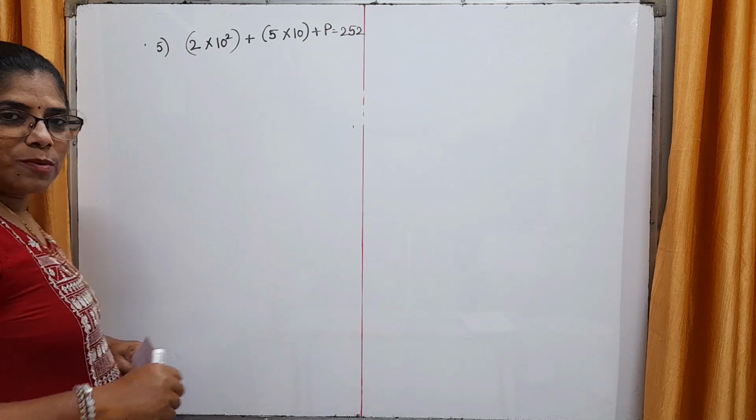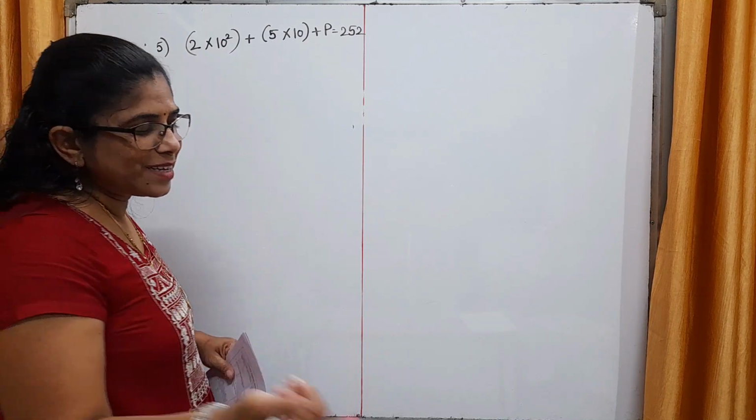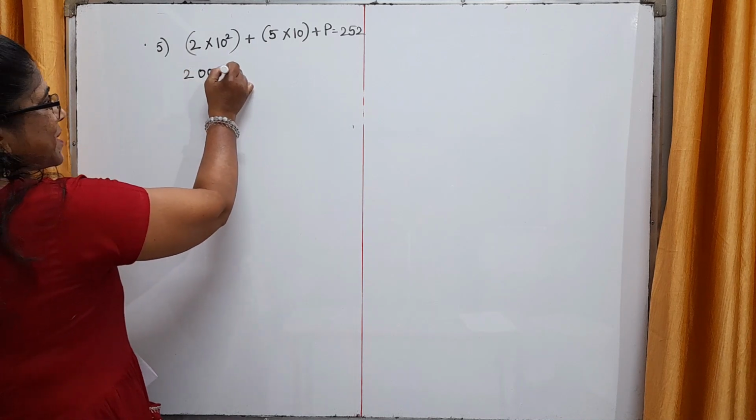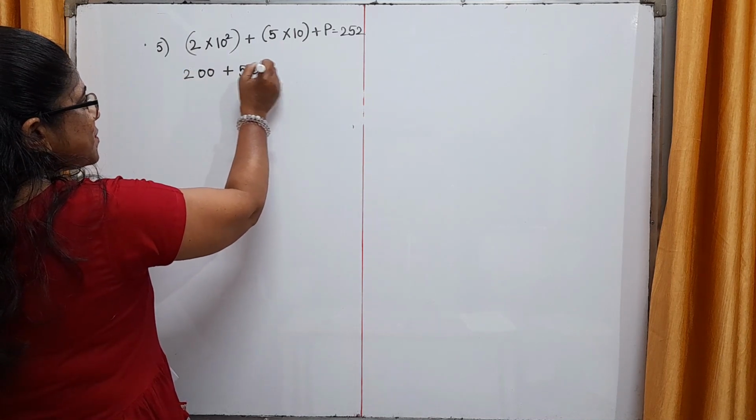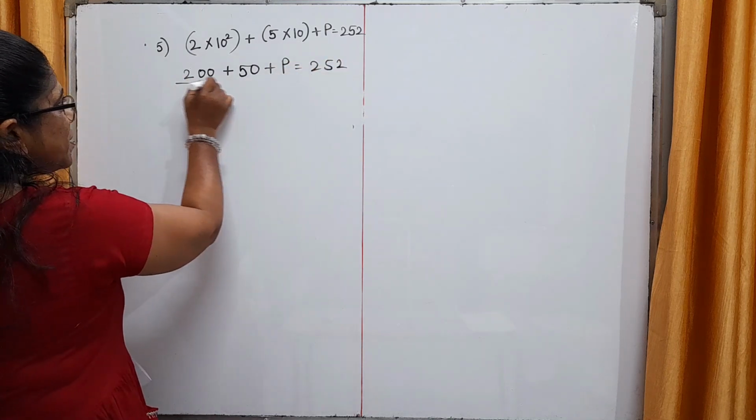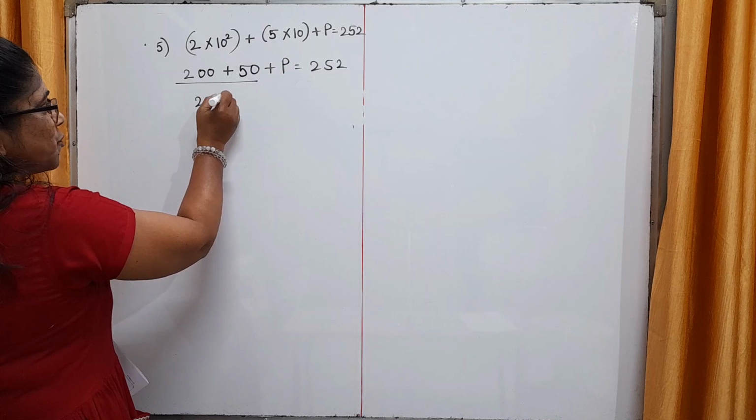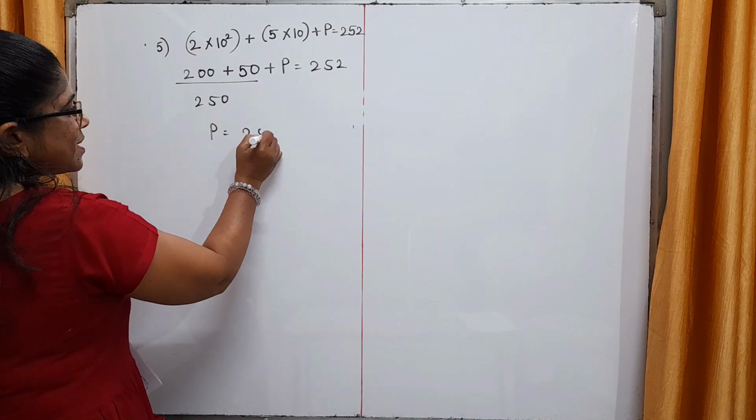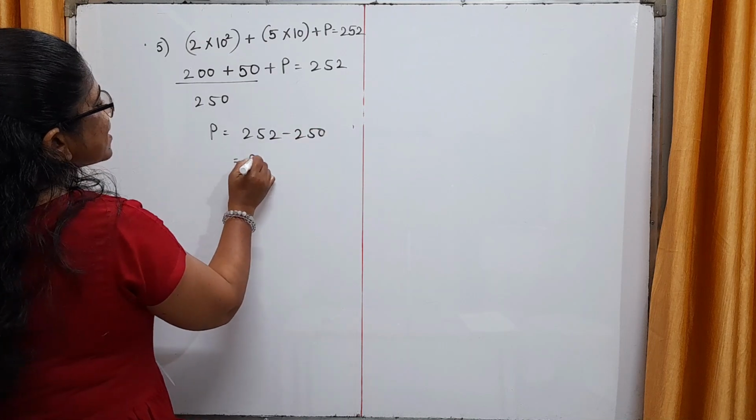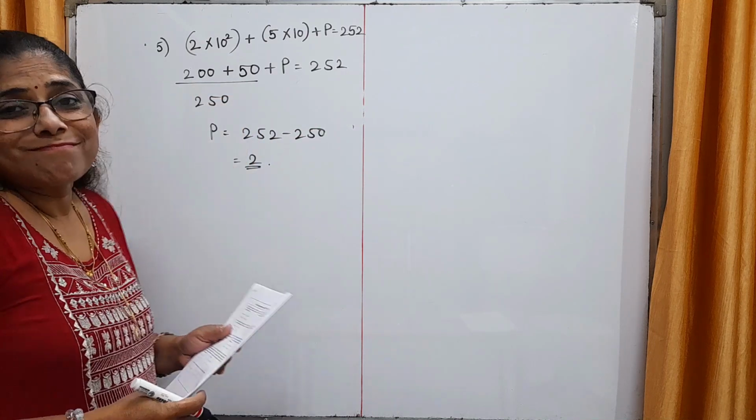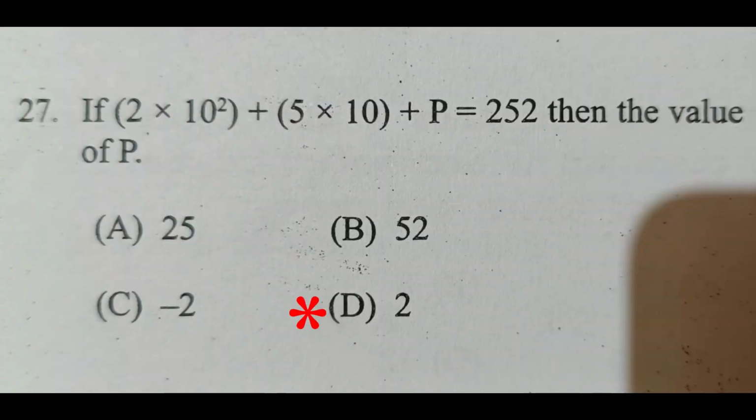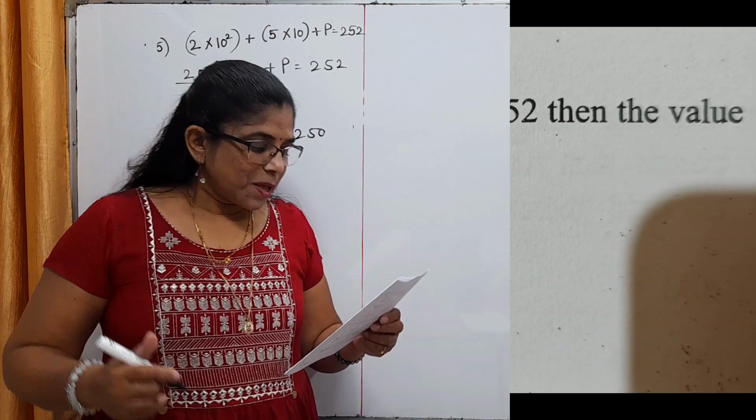10 to the power of 2, it's nothing but 10 into 10, that is 100. 2 into 100 is 200. 5 into 10 is 50 plus p is 252. What is 200 plus 50? It's 250. So p is 252 minus 250, that is 2. That's why I said the sum is quite interesting. Answer is 2, which is option D.